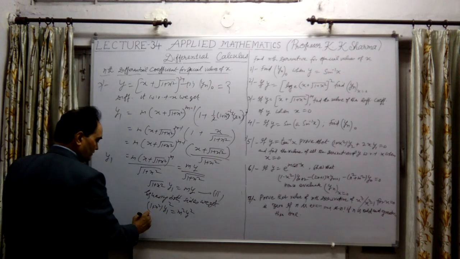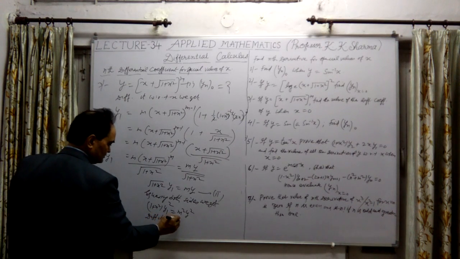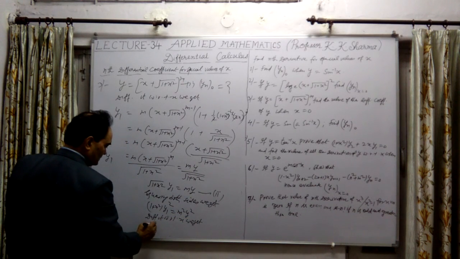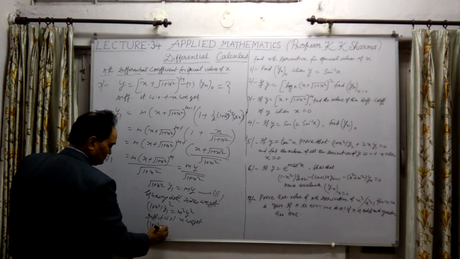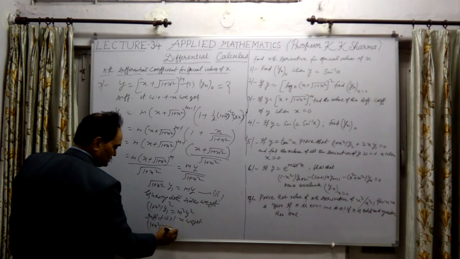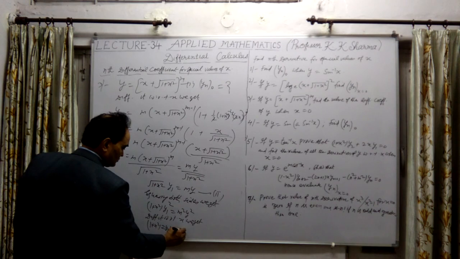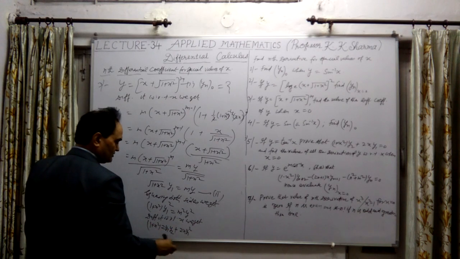Now, differentiating it again with respect to x, we get: 1 plus x square as it is, through the multiplication process, twice y1 — the derivative of the second is twice y1 into y2. Plus now y1 square as it is. The differential of 1 plus x square is twice x. This is twice x into y1 square. Y1 square as it is, and the differential of 1 plus x square, that means twice x.